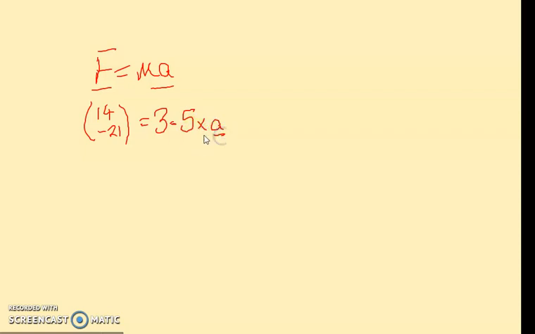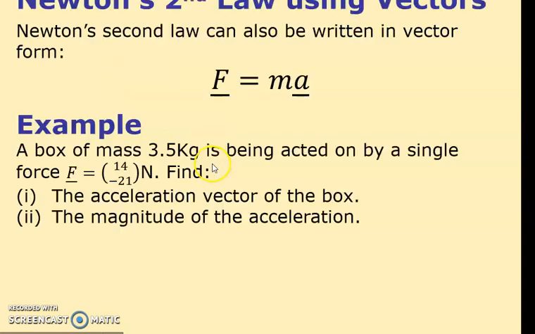And obviously to get the acceleration I divide. So I do the top, 14, divided by 3.5, and the bottom, 21, divided by 3.5. 14 divided by 3.5, I get 4. 21 divided by 3.5, I get 6. So this is 4, minus 6 meters per second squared. It doesn't matter, it's in two directions.